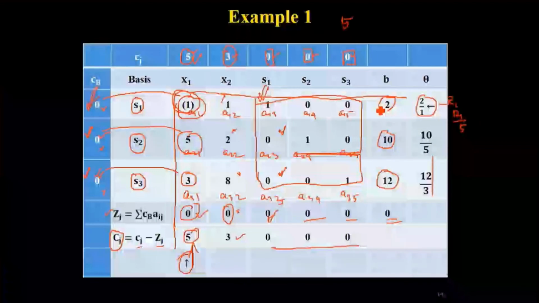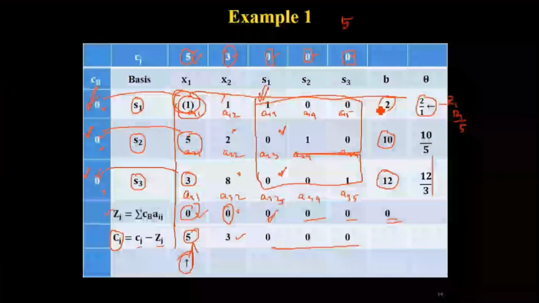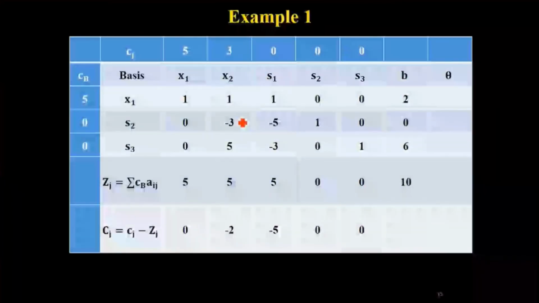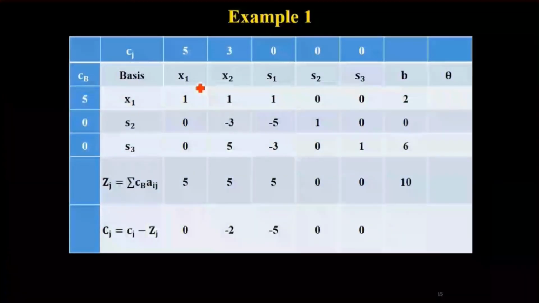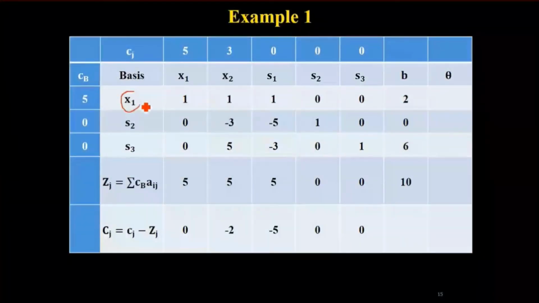Next we are going to see the updated table. After changing all those things, we will see what is happening. Now you see the x1 variable is coming in place of s1, and the row is 1 1 1 0 0 2. And s2, as I told, you have to make it 0. How to make it 0?